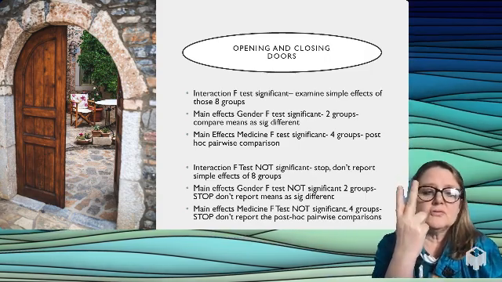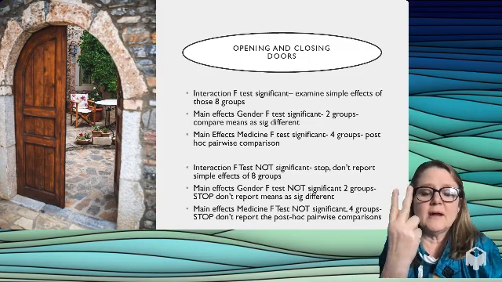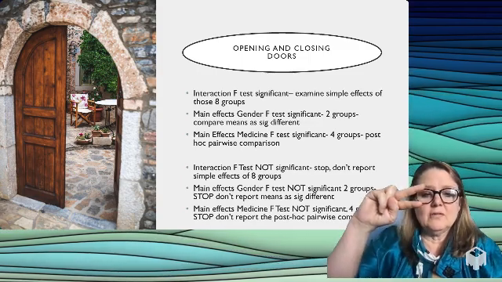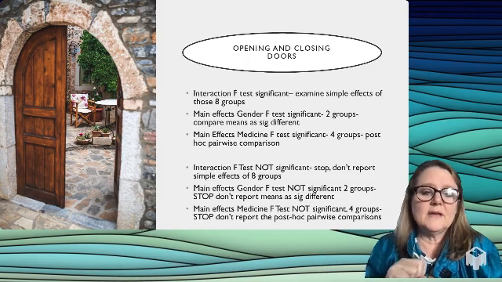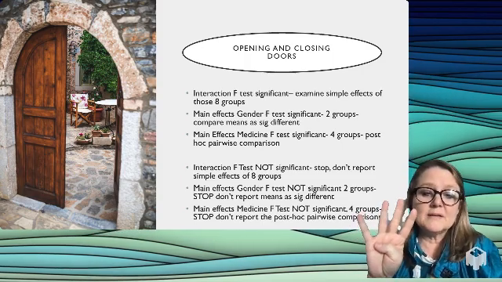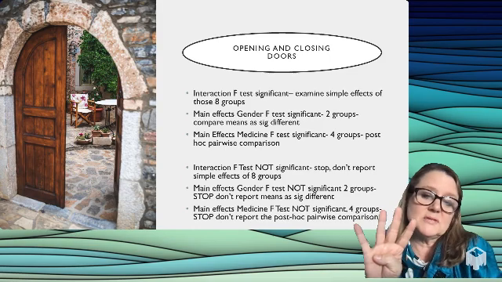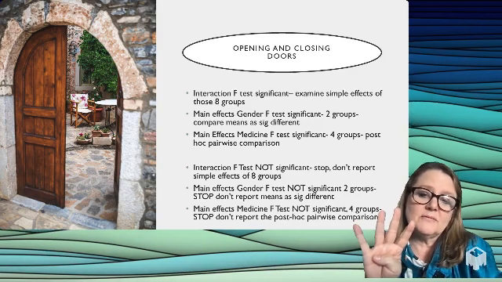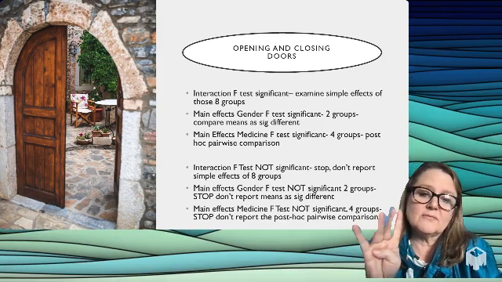So since there's only 2 groups, then you're just going to compare them and see which one's higher and lower. Right? If you had a significant main effect of the 4 medicine groups, now you're going to have to do some kind of post hoc pairwise comparison for the 4 groups because you don't know where the differences lie there.